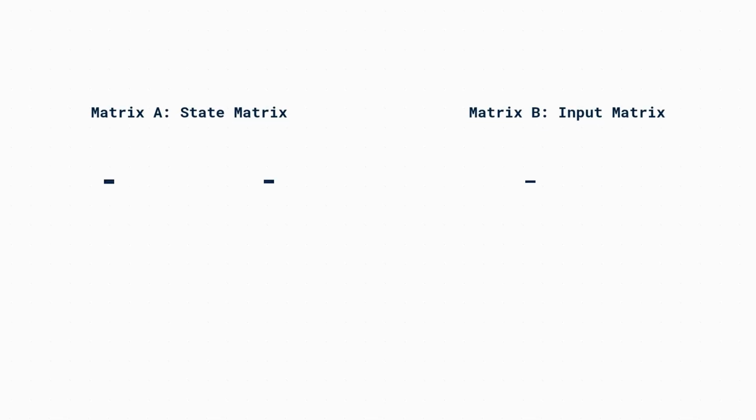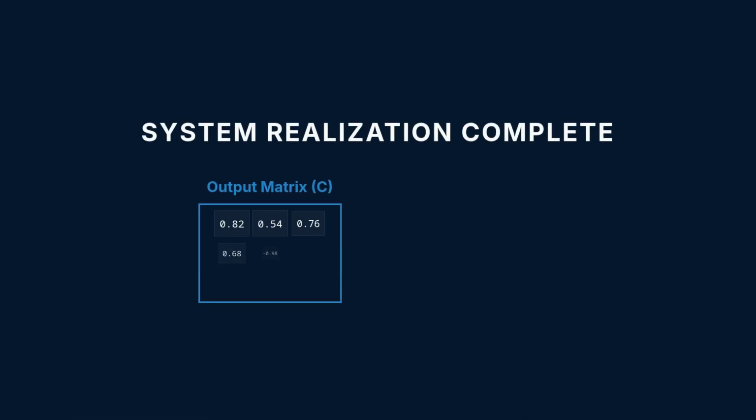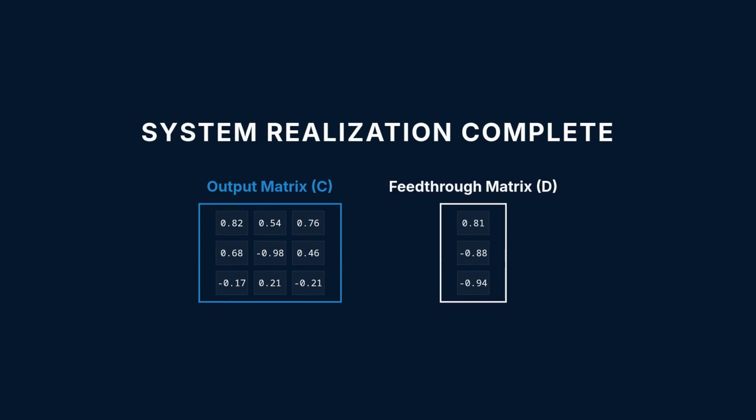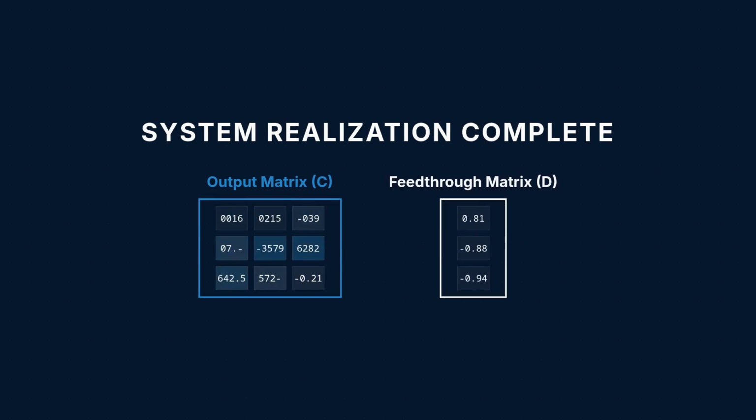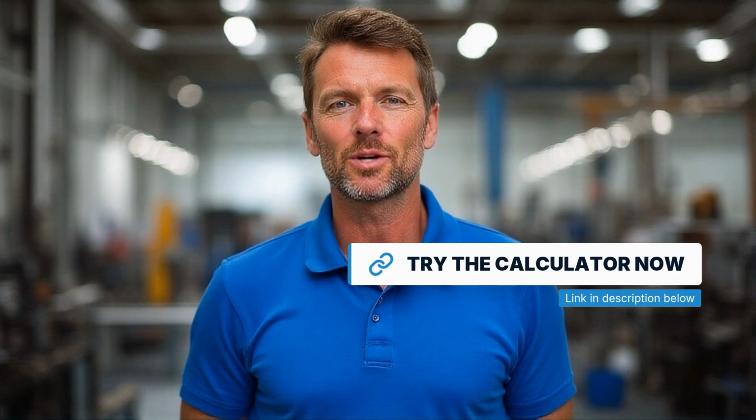The output displays your A matrix, which represents the system dynamics, the B matrix for input coupling, the C matrix for output relationships, and the D matrix for direct feed-through. These matrices fully describe your system in state space form, ready for modern control analysis and design. This tool streamlines the conversion process that would otherwise require manual calculations.